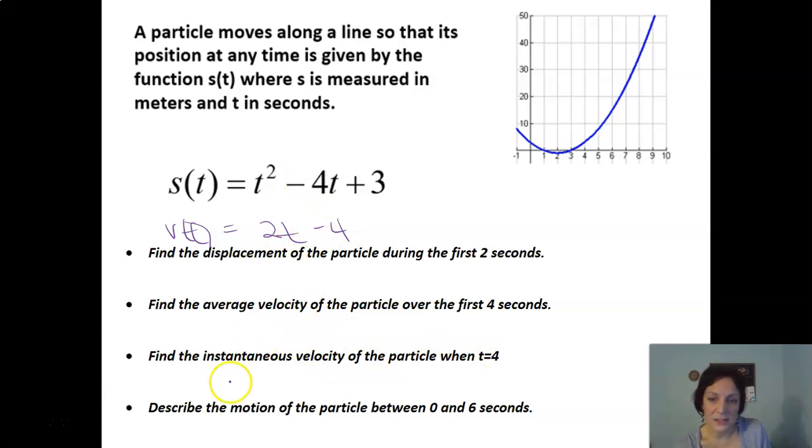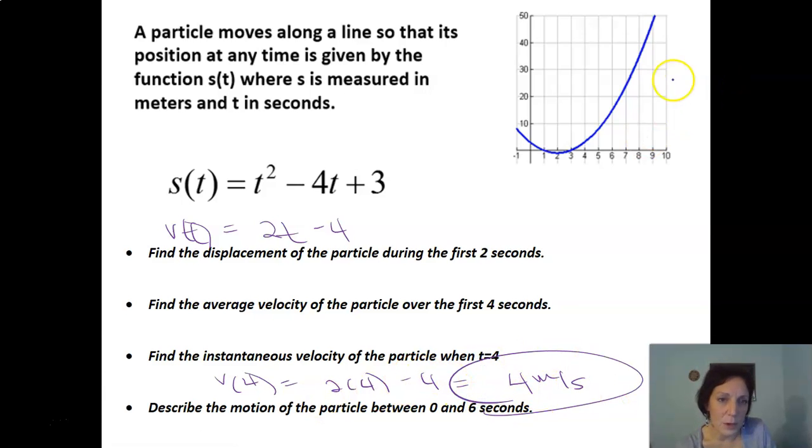So if I wanted the velocity at t equals 4, I need v of 4. So that's 8 minus 4, or 4 meters per second. In other words, translation, if you go up here to this graph, the slope of that line right there is 4. That's how position is changing with time at that exact instant. Okay. Now, this last question, describe the motion of the particle between 0 and 6 seconds.